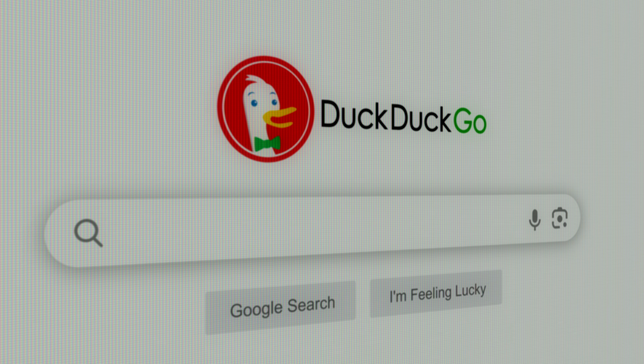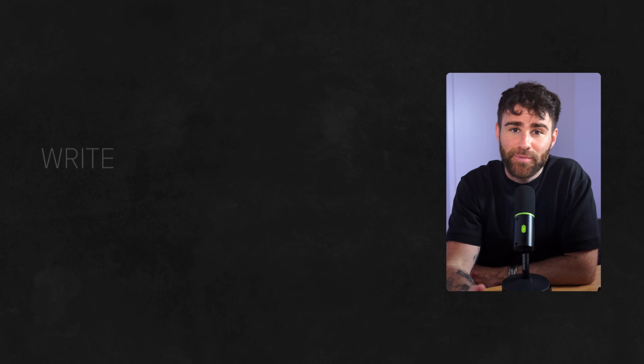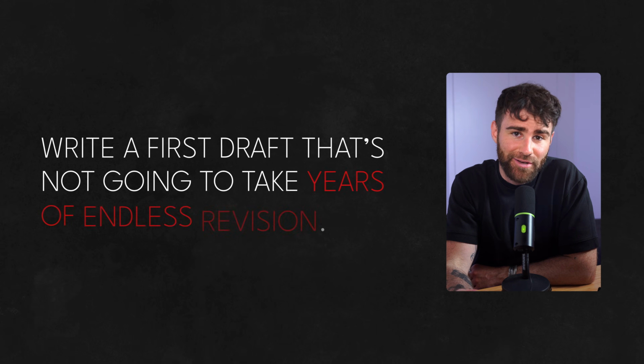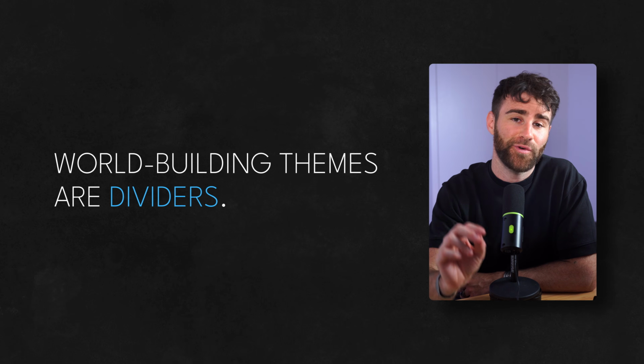Though quick note, if you tried Googling world-building themes, you wouldn't find much. It's a term from the Storypillars method, the framework I developed from studying best-selling novels to help writers write a first draft that's not going to take years of endless revision. So with that in mind, what you need to know is that each of these level 1 themes is meant to divide your characters based on where they sit in that world. So for now, remember, world-building themes are dividers. It's important for the rest of the video.